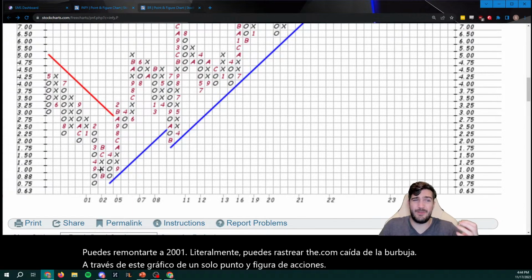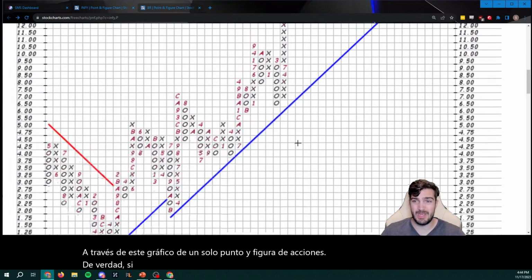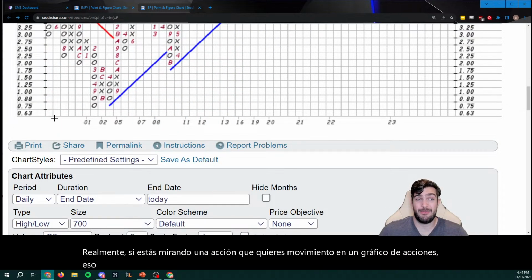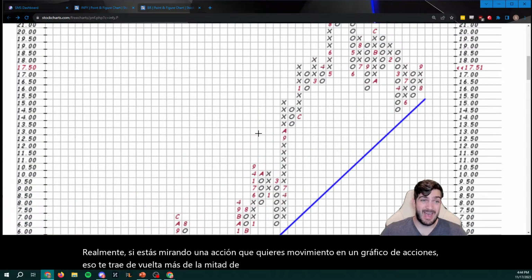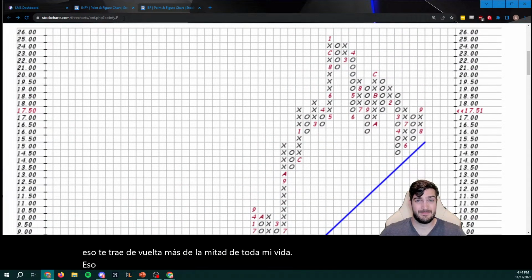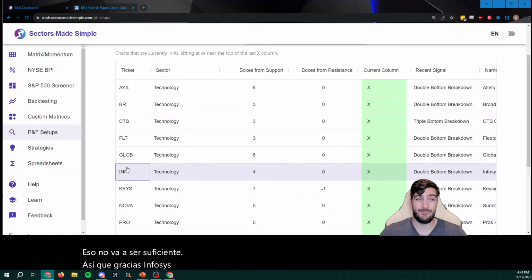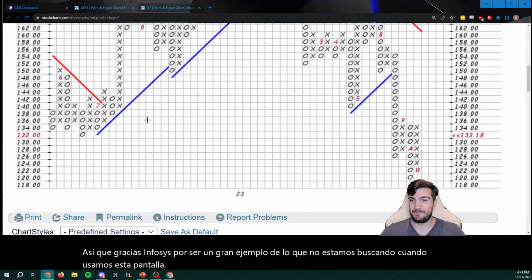Really? If you're looking at a stock that you want movement in, a stock chart that brings you back more than half of my entire life, that ain't gonna cut it. So thank you, Infosys, for being a great example of what we aren't looking for when we're using this screen. Thank you. Let's continue though.